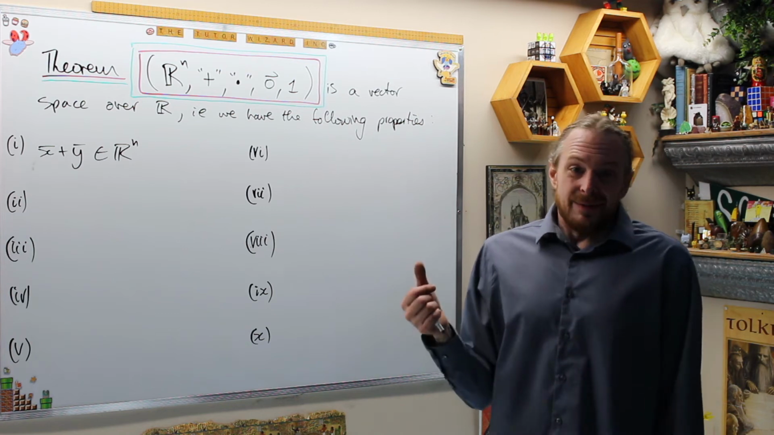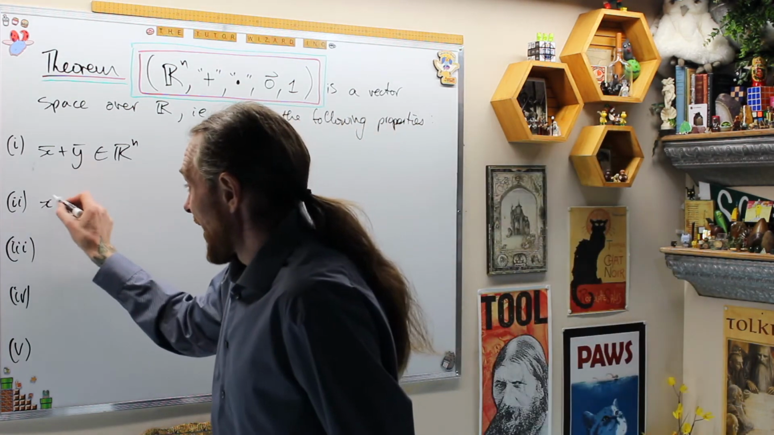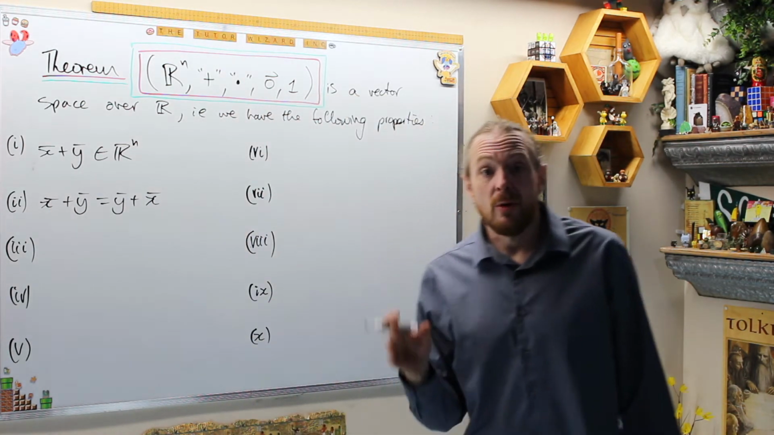Then we ask ourselves, well, does it matter whether I do x plus y or y plus x? No, it turns out it doesn't matter. So this will be additive commutativity. x plus y is equal to y plus x. You can flip them around, it won't matter.